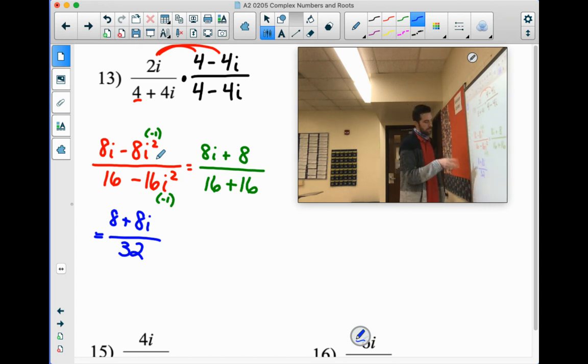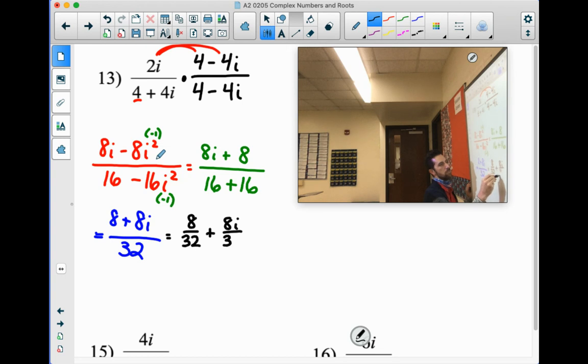Now, think of this as two separate problems. 8 over 32 and 8i over 32. We can simplify both of those. So if we separate like this, 8 over 32 plus 8i over 32, then we can simplify each of those fractions, and we need to do that. So 8 over 32 would be 1/4, and 8i over 32 would be 1i over 4. So this would be our final answer, 1/4 plus i over 4.